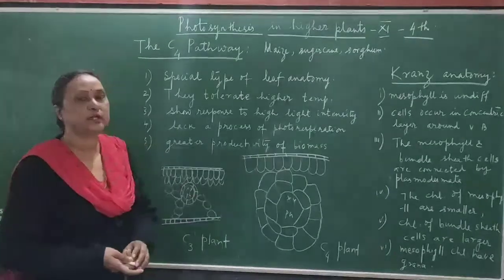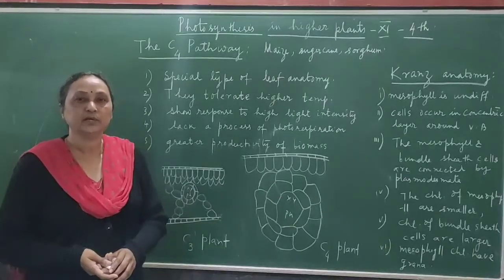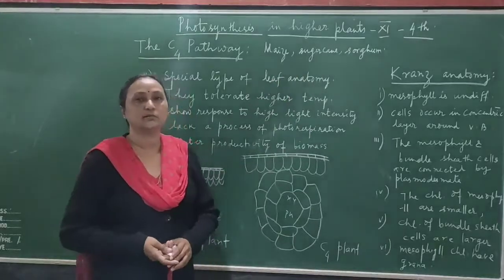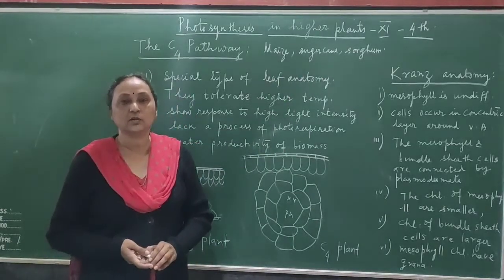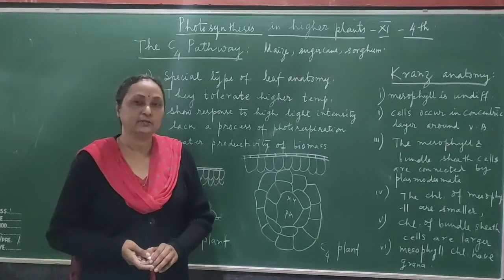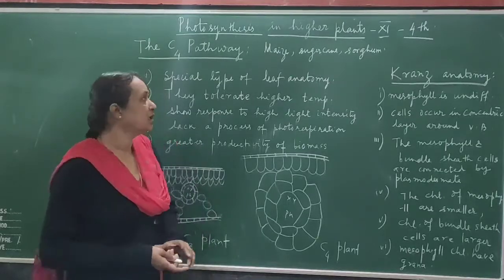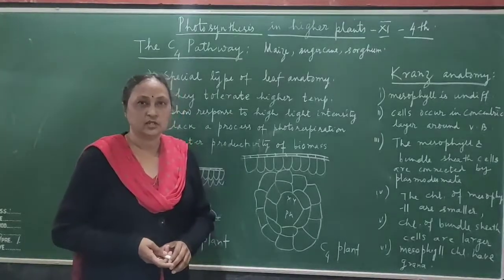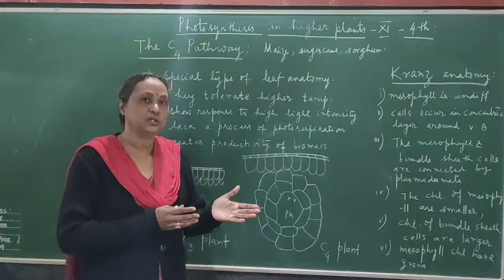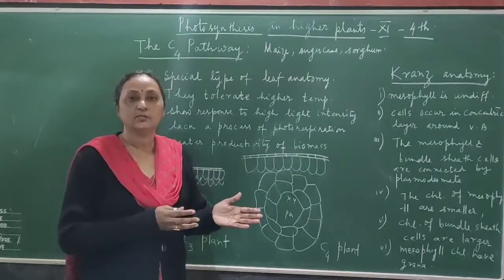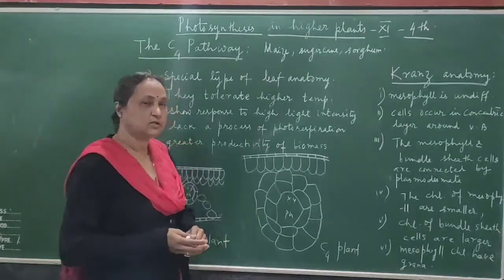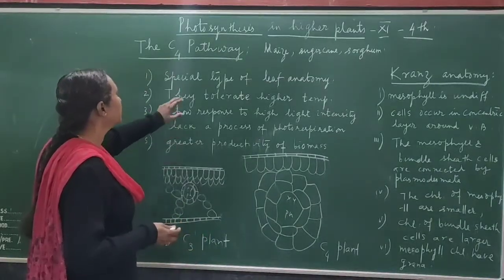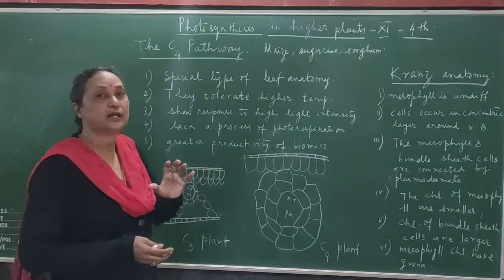For example, in many tropical areas, many dicot and monocot plants, for example maize, sugarcane and sorghum. Now these are all plants which can grow in tropical areas at high temperature and high light intensity, and in these plants there is the C4 pathway for fixation of carbon dioxide. So that is the difference between C3 plants and C4 plants. Okay, so what are the characters of C4 plants? They have a special type of leaf anatomy.